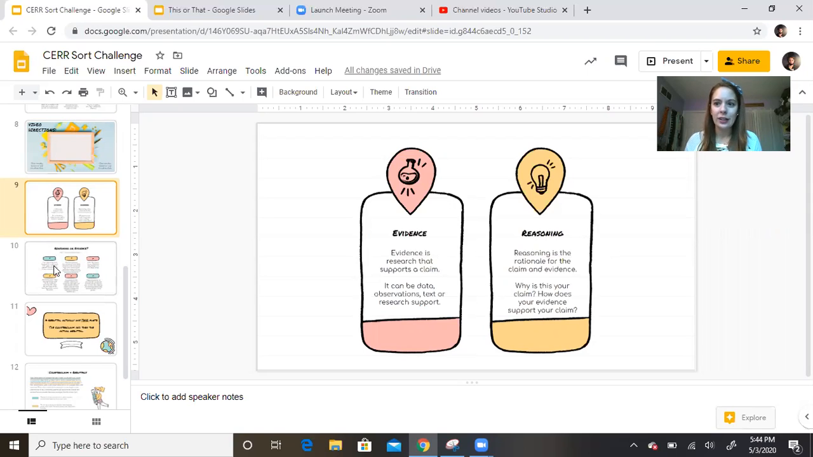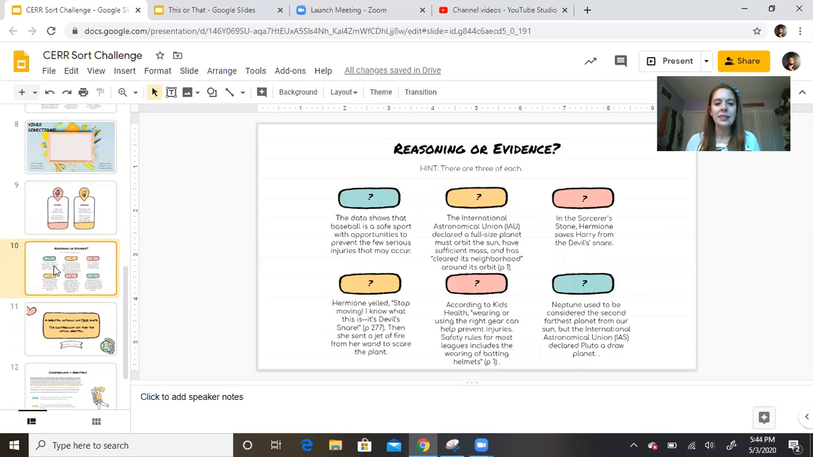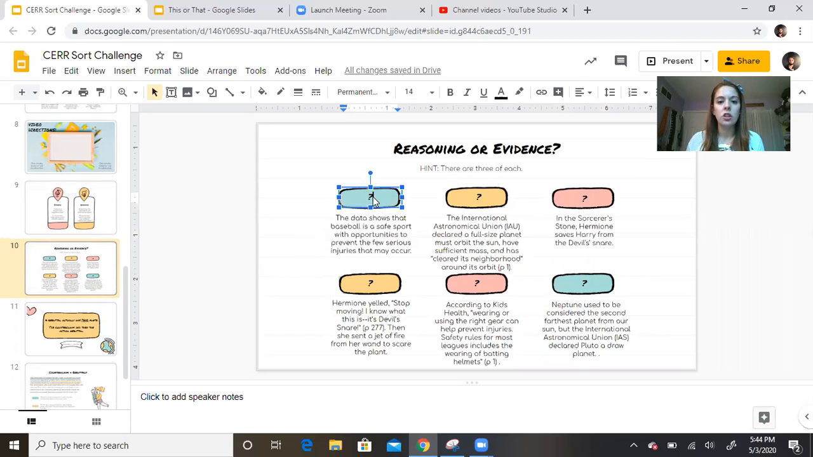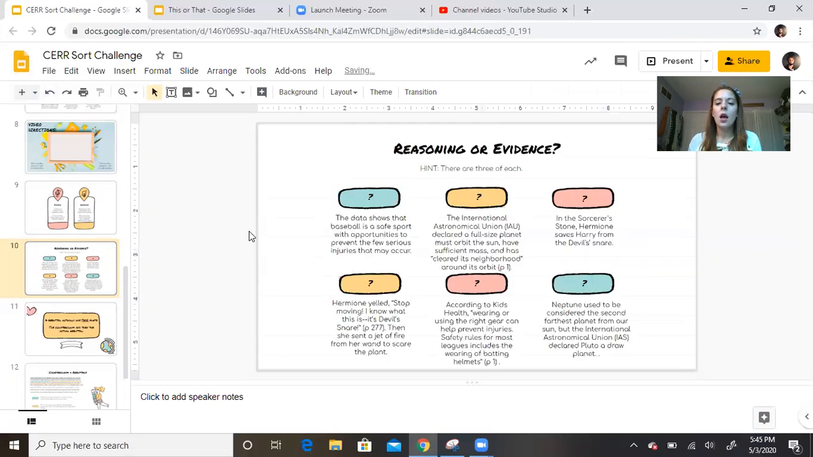So let's go ahead and look at slide 10. On slide 10, it's reasoning or evidence. And you have a hint there to help you out, just like before. Some of these entries are reasonings and others are evidence. If you think that it's reasoning, you would just delete the question mark and type reasoning. Or if you think it's evidence, you would type evidence, and so on. Let me hit back there so it doesn't mess that up for you. There we go. So that is slide 10.